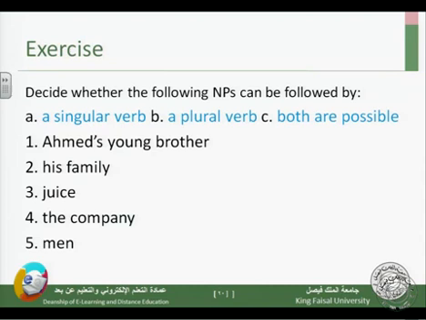Number five, men. Can we say men is? No, we can't. These men is, we can't say that, but we can say are. So this is a plural common noun, and this is why we use the plural verb after it. So we can say these men are here, or these men are intelligent, or any other different examples. So number five, the answer is B, men are.